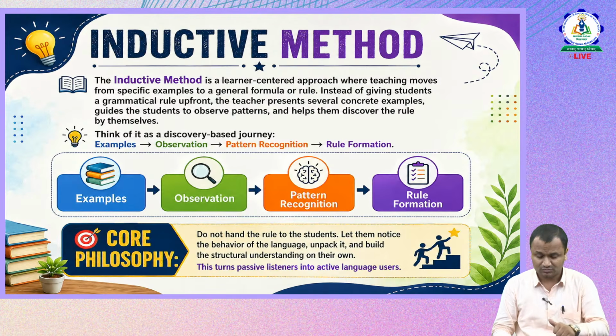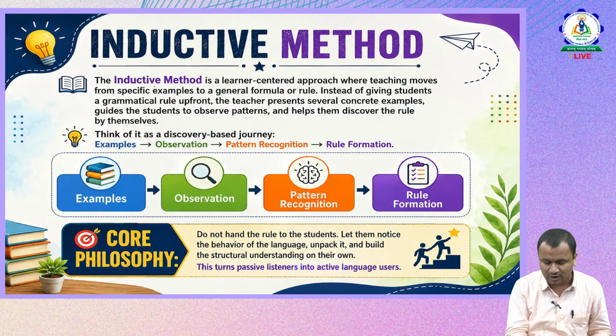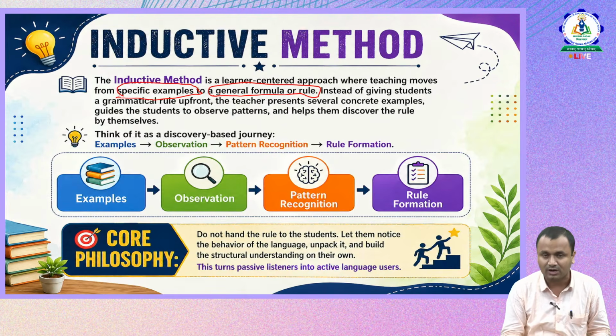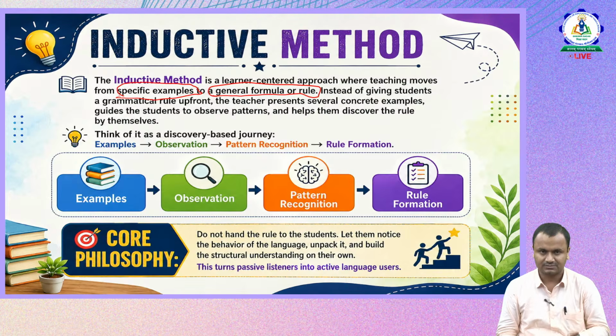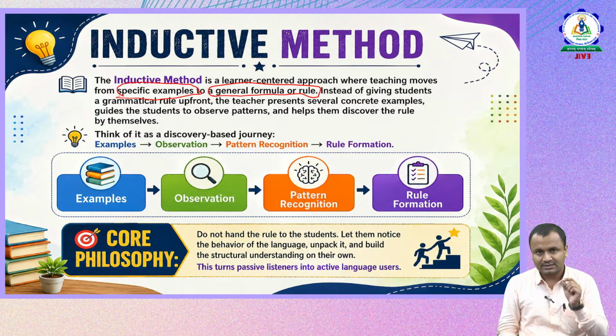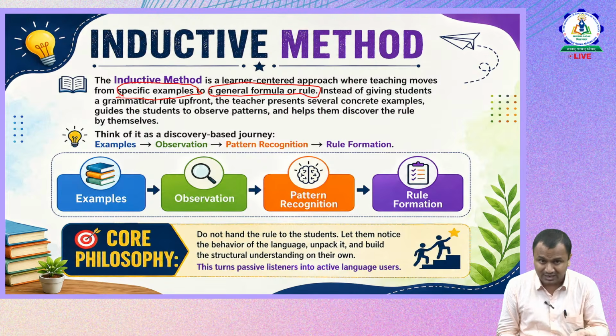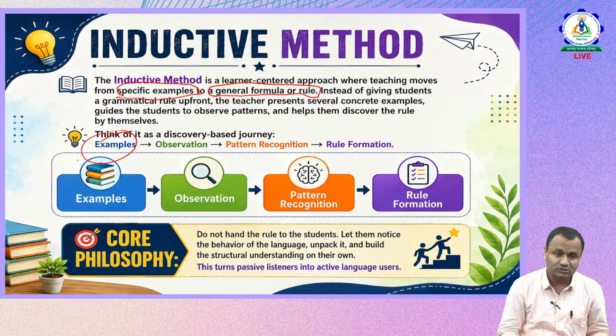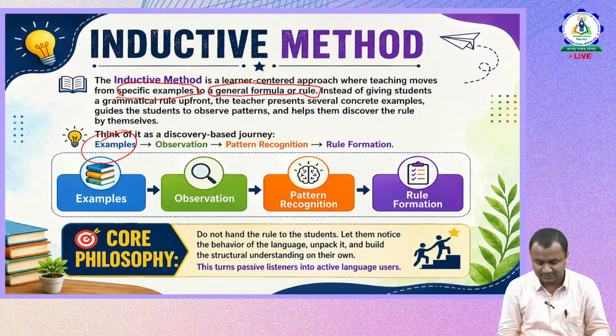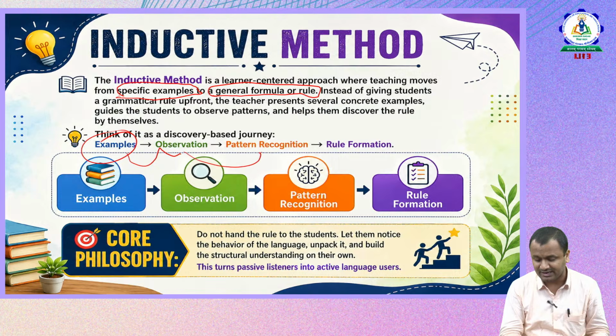So our journey begins from the specific examples which are known to the student, and this journey concludes at the general rule or the general formula, which is our learning objective generally. We want to teach some rule, some grammar or vocabulary to the student. That rule, that grammar, that vocabulary is the last aim that we want to attain. We start our journey with the examples or the previous knowledge of the student, and continue through observation and pattern recognition and then rule formation. These steps are done by the student.